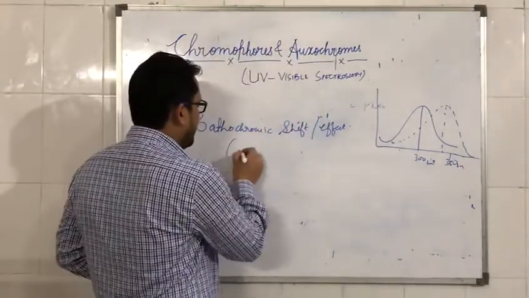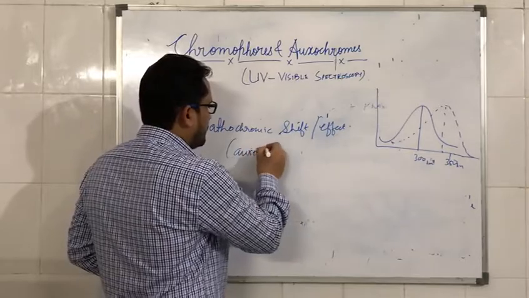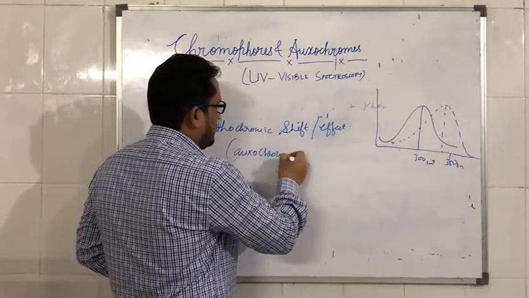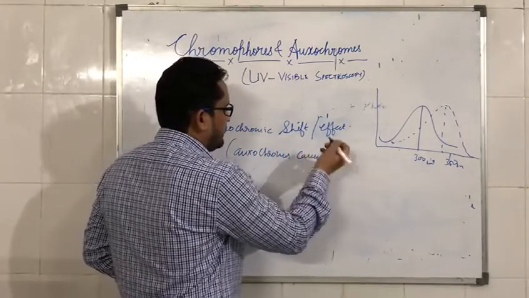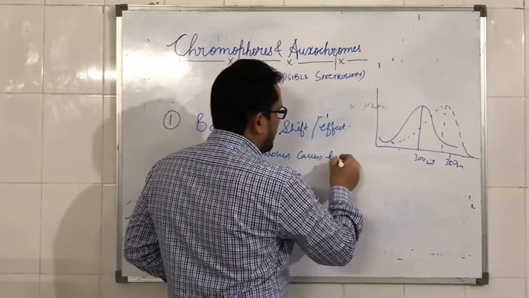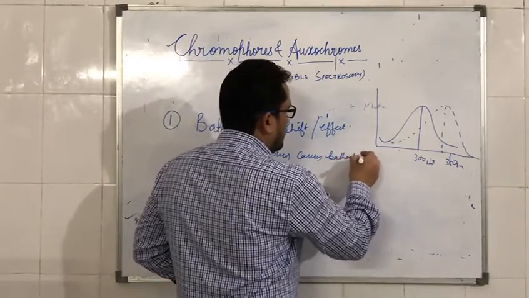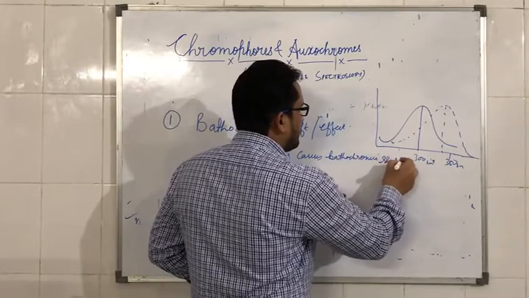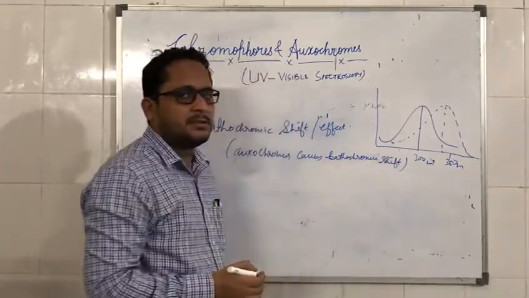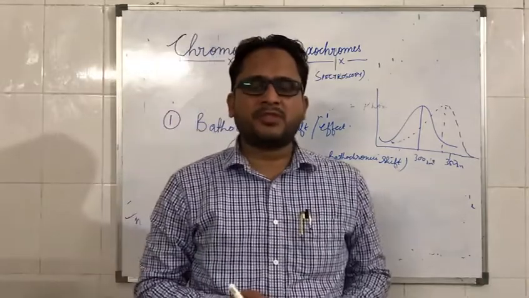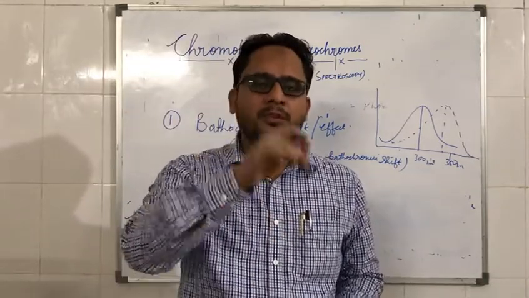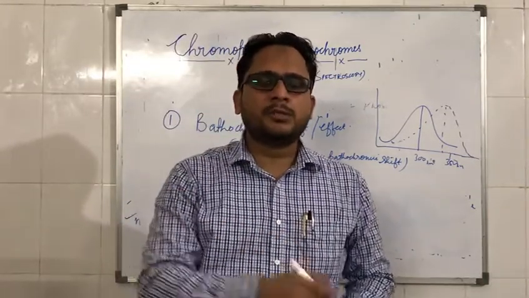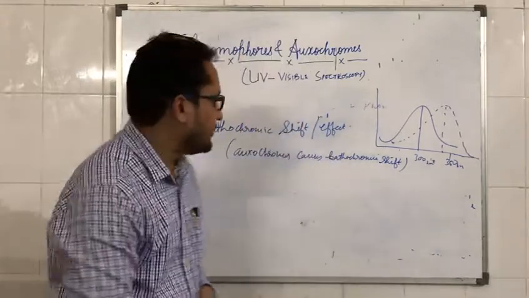So generally, auxochromes cause bathochromic shift. Certain other factors are also responsible for a bathochromic shift. For example, changing the polarity of a solvent may also cause a bathochromic shift.